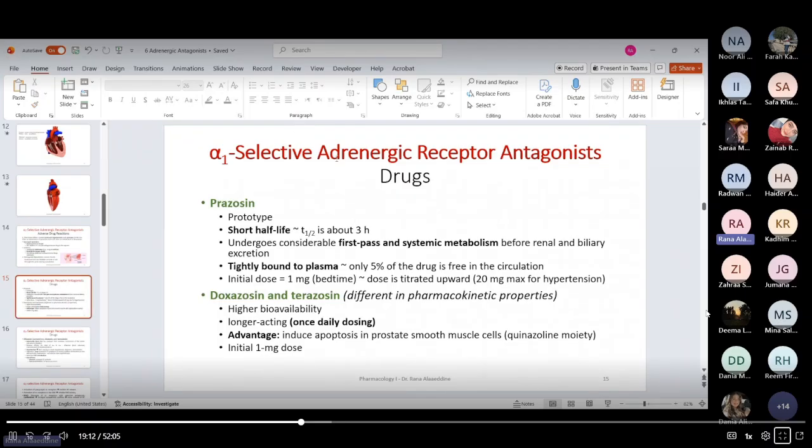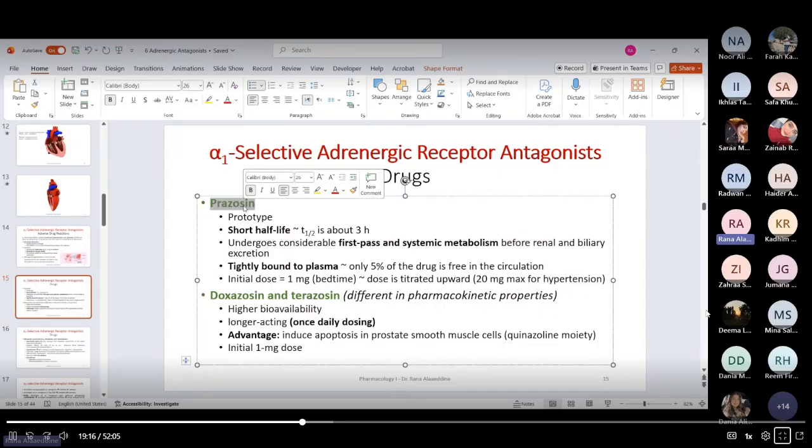Alpha-1 selective antagonists, what are those? The first, or the prototype, let's say, is prazosin. Prazosin has a short half-life, has a first-pass metabolism, and is bound to plasma proteins. Also, as with any drug, we start with 1 milligram at bedtime, and I increase the dose upward. You're not responsible to know the exact dose.